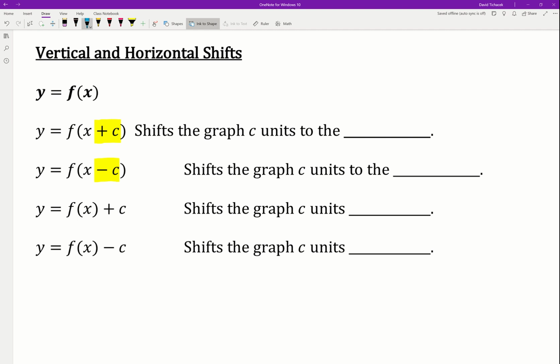Well, in our interpretation of it, we're going to say that that's going to move it that many units in a certain direction. And because we're doing it to the input, it's going to be on our input axis, or in other words, our horizontal axis. So this is going to move us to the left or to the right. If you see plus c, that's going to move you to the left. If you see minus c on your input, that's going to move you to the right.